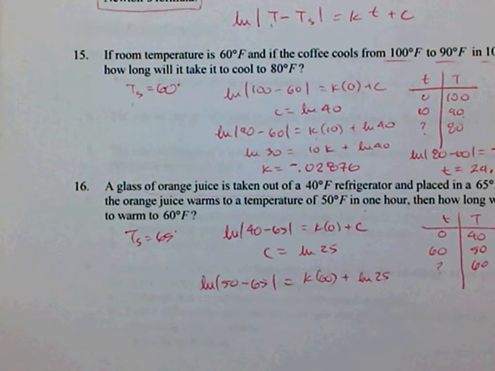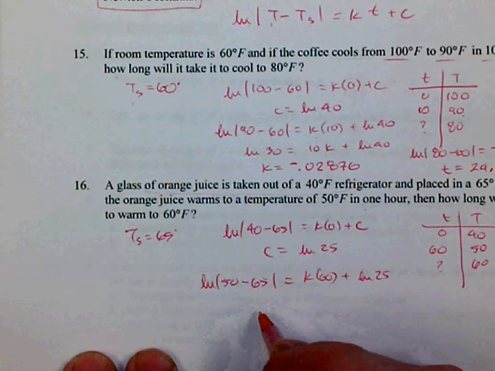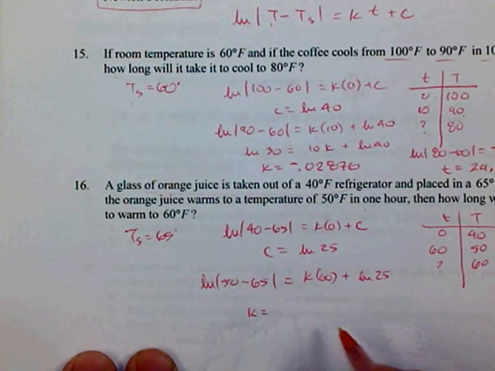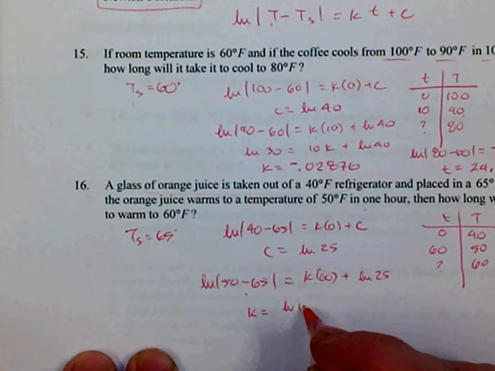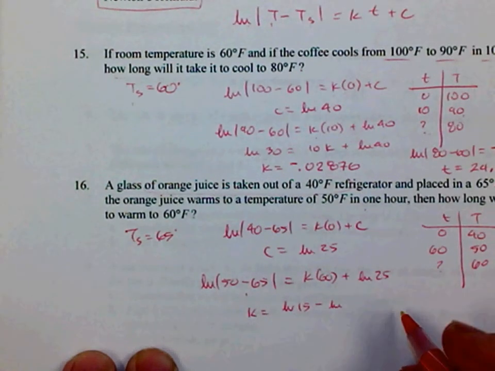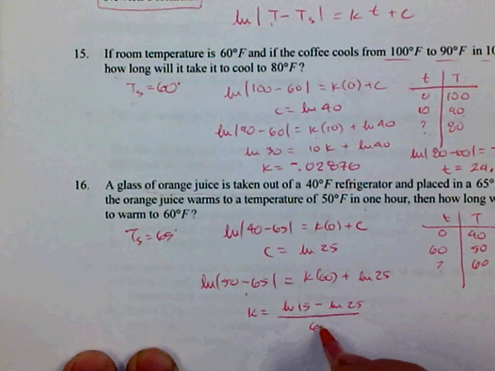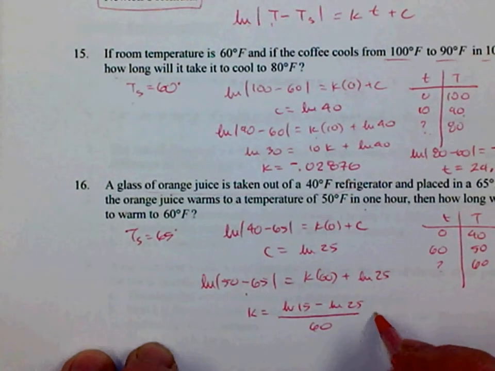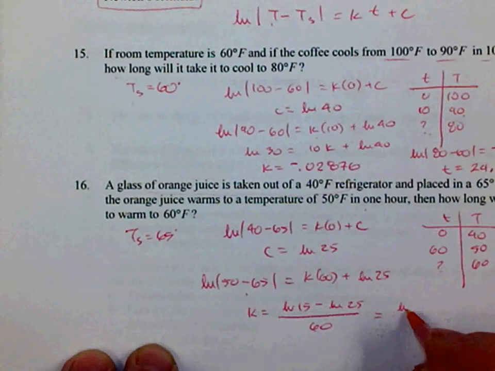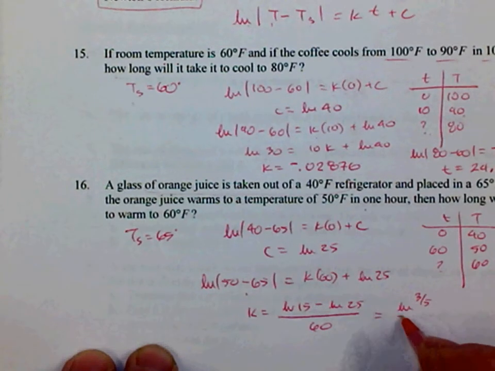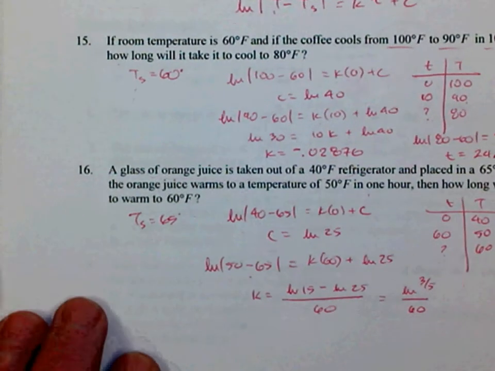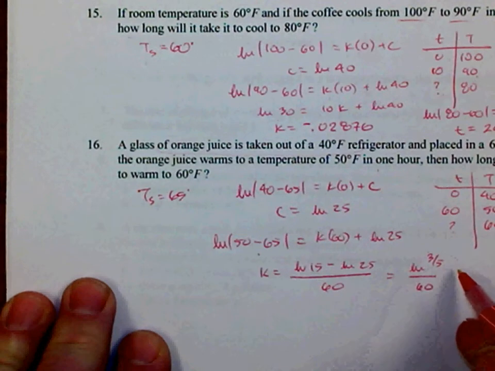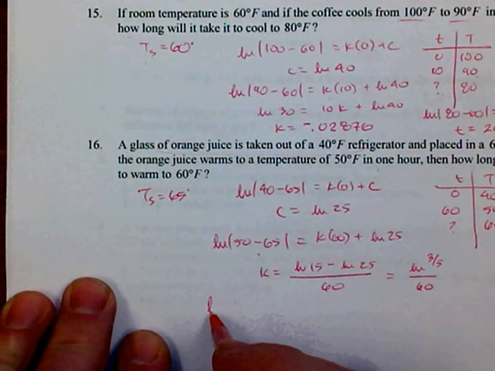Solving this, K is going to be the natural log of 15 minus the natural log of 25, divided by 60, which would simplify to the natural log of 3/5 divided by 60, using log laws and simplifying the fraction 15/25. Now, we'll use that information and our C value to get that t that we're looking for.